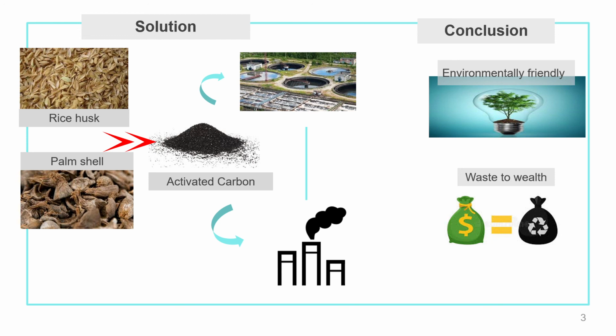As a conclusion, activated carbon produced from agricultural waste could reduce the environmental problems caused by it. It's also environmentally friendly because we are reproducing it from the waste. The agricultural sector can use the idea of waste to wealth, where they can reduce their cost on waste disposal and also earn some profit from this proposed solution.